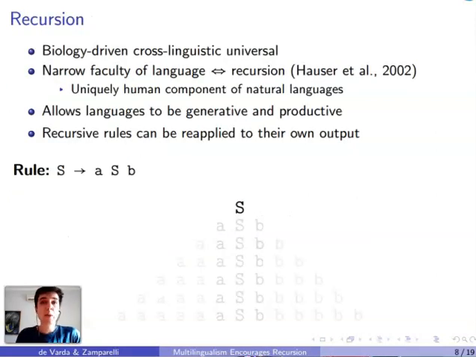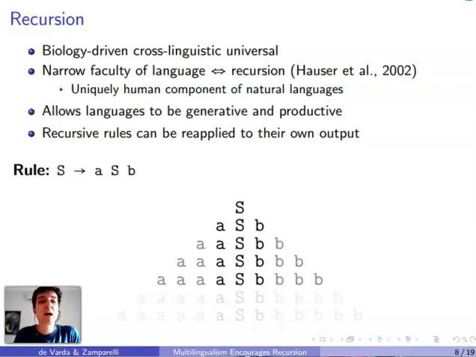Differently from Zipf's law, recursion has been proposed to reflect a biology-driven cross-linguistic universal in the generativist tradition. Hauser et al. in 2002 identified the narrow faculty of language with just recursion, which would constitute the uniquely human component of natural languages. It allows languages to be generative and productive, since recursive rules can be reapplied to their own output. So with a recursive rule, such as the one that you can find here on the left, that has the same non-terminal symbol both on the left and on the right of the formula, if the rule is applied, then it can be reapplied to its own output, generating sequences unbounded in length.